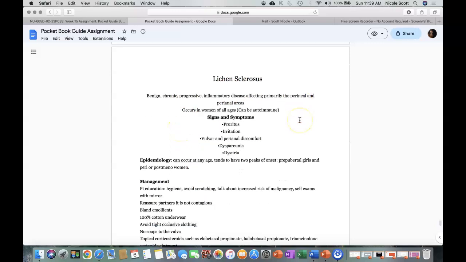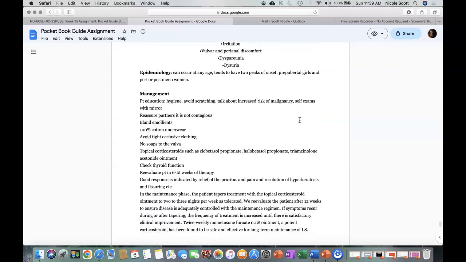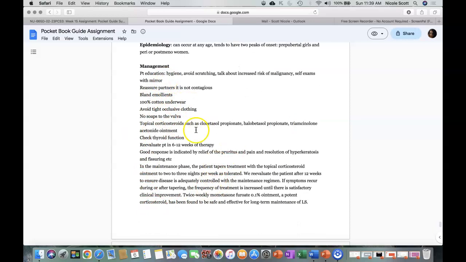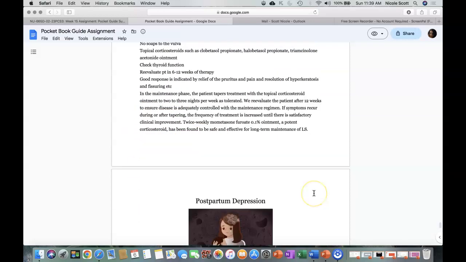Lichen sclerosus, symptoms of that, management, a lot of patient education and lifestyle changes in here to definitely talk with the patient about.